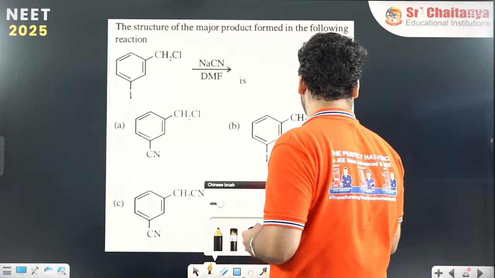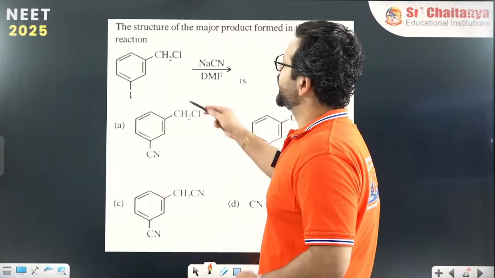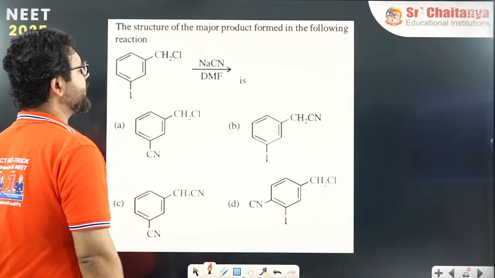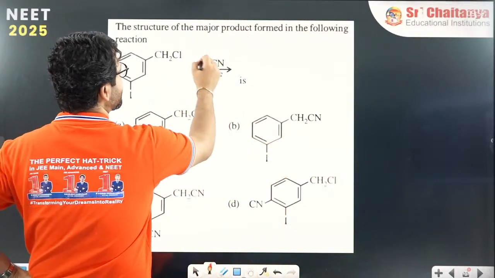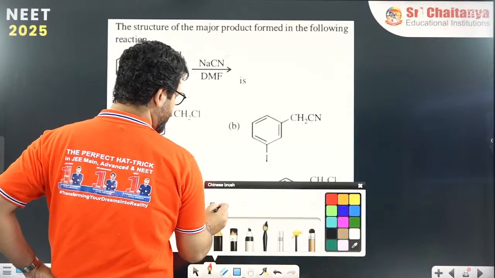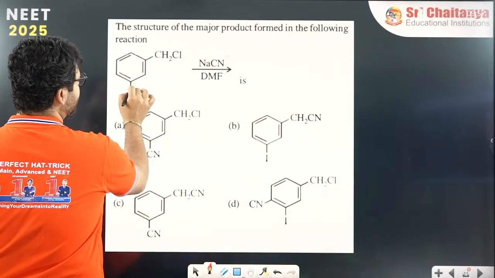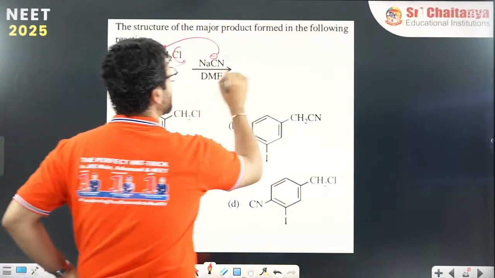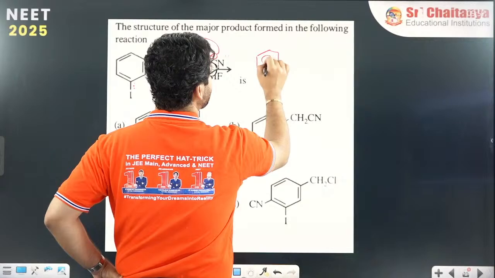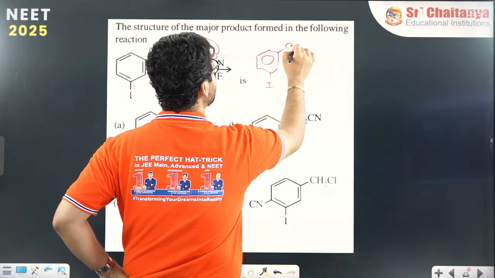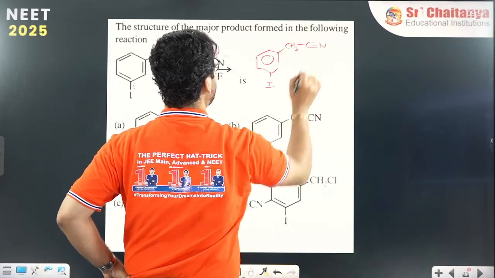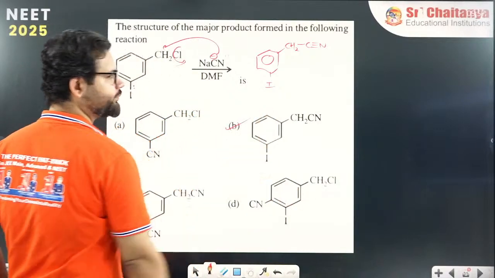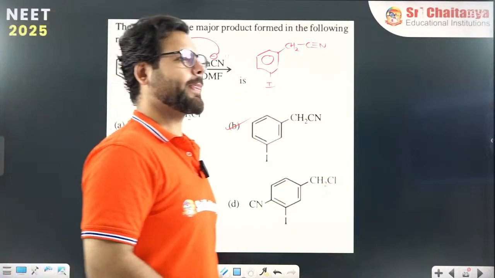Okay. Next one says, starting with this compound, a 3-iodo 2-chloromethyl benzene, we are adding NaCN. This is nucleophilic substitution, all of us know. There is a partial double bond character here, so don't attack anything here. CN minus will replace this Cl. So I'm going to get benzene, here iodine, and here CH2, C triple bond N. That's all. So second option. Good.